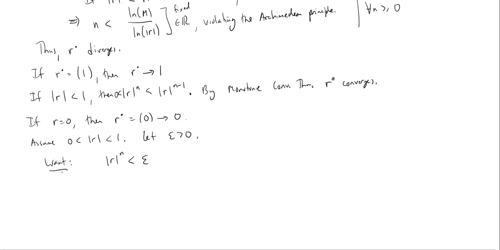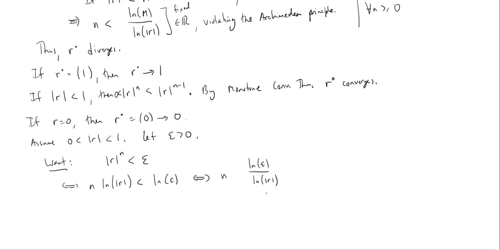Well, let's take the natural log, right? Worked before. And I can pull the n down just as I did before. Again, because r does not have absolute value 0, it makes sense to take this natural log. And this will be less than the natural log of epsilon. This is equivalent, as this original statement was. This is equivalent to, well, I want to divide. And when I divide, I get the natural log of epsilon over the natural log of the absolute value of r.